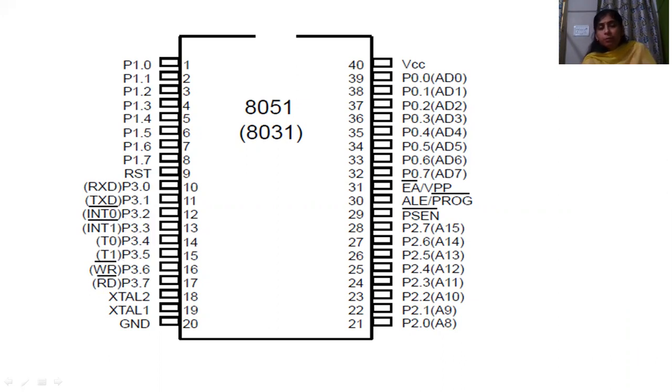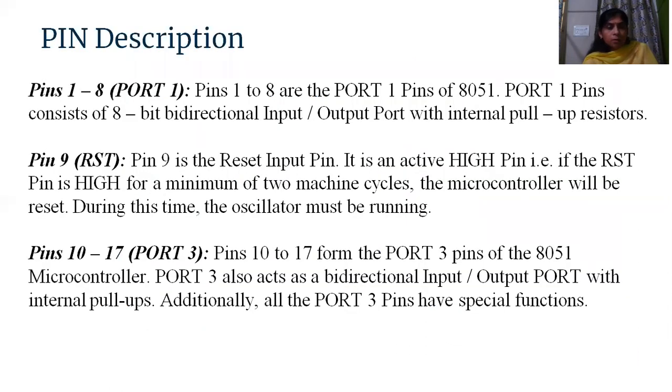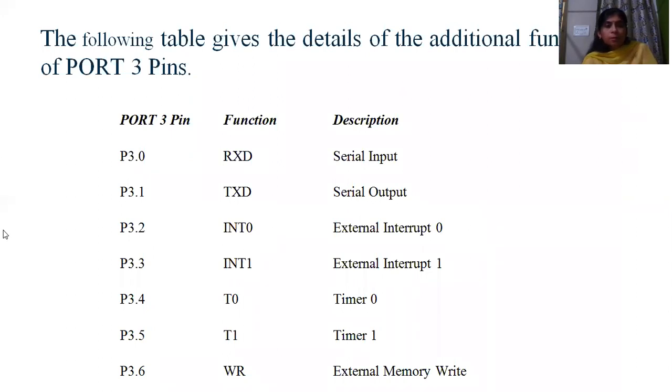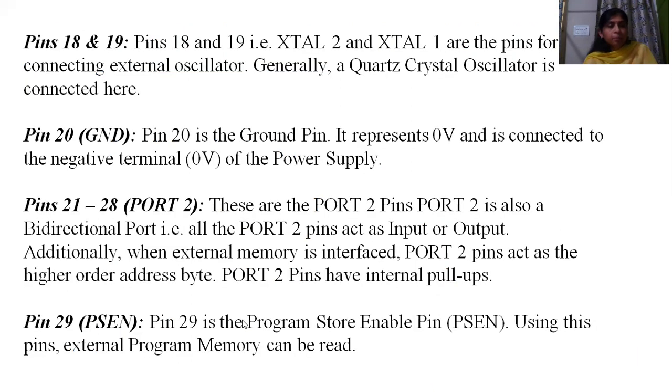This is the main basic difference between the port 1 pins and port 3. The port 1 pins are exclusively for input output. But port 3 pins are input output as well as have a number of special functions. Here the proper description is given: P3.0 serial input, serial output, external interrupt 0, external interrupt 1, timer 0, timer 1, external memory write and external memory read.